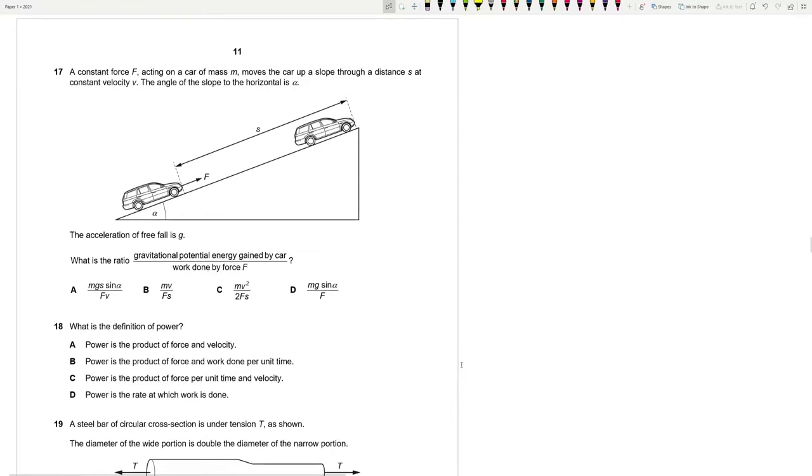17. A constant force F acting on a car of mass m moves the car up a slope through a distance s at constant velocity v. The angle of the slope to the horizontal is alpha. The acceleration of free fall is g. What is the ratio of GPE gained by the car divided by work done by force F? Okay, so the work done by force F is pretty simple, F into s. Okay, what about the GPE gained? Let's try to understand.